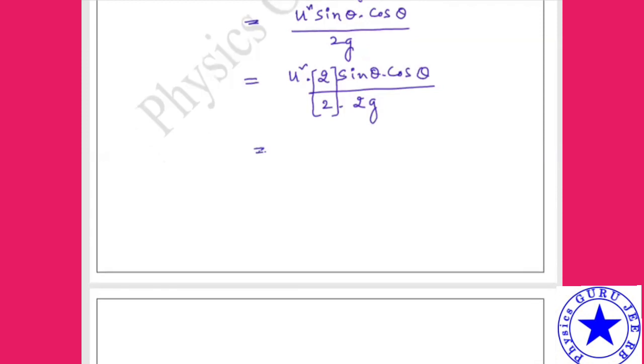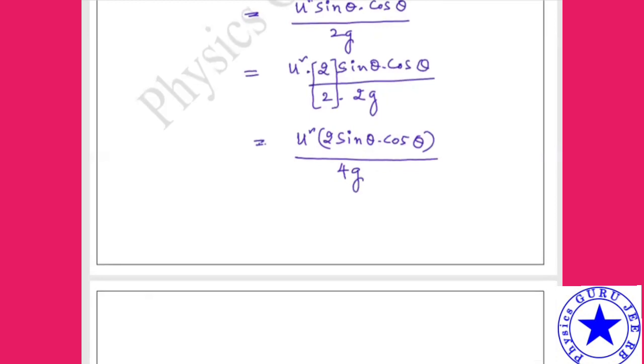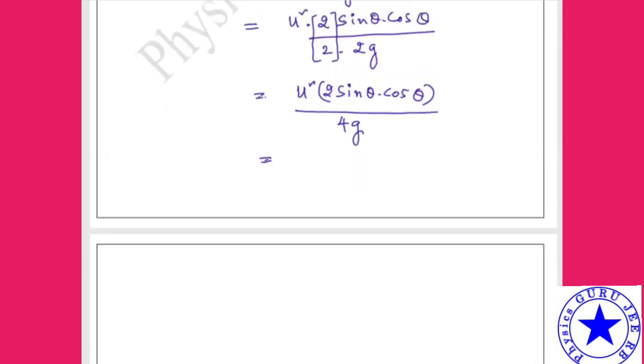So here u square, now you can see 2 sine theta into cos theta. Can anybody tell what 2 sine theta into cos theta is? Divided by this 4g, right? So that's nothing but u square sin 2 theta divided by 4g. Can you tell me sin 2 theta?